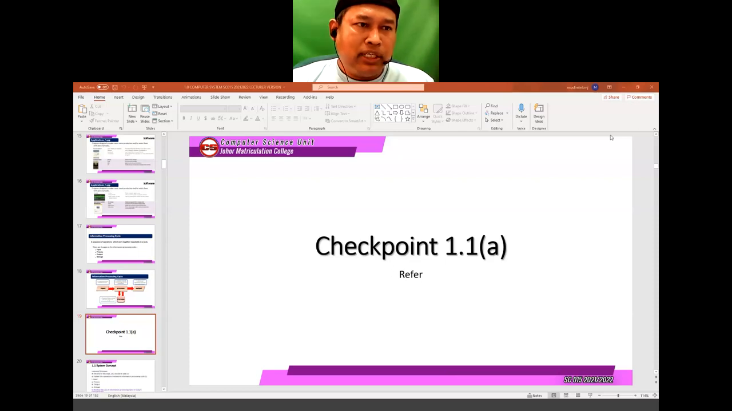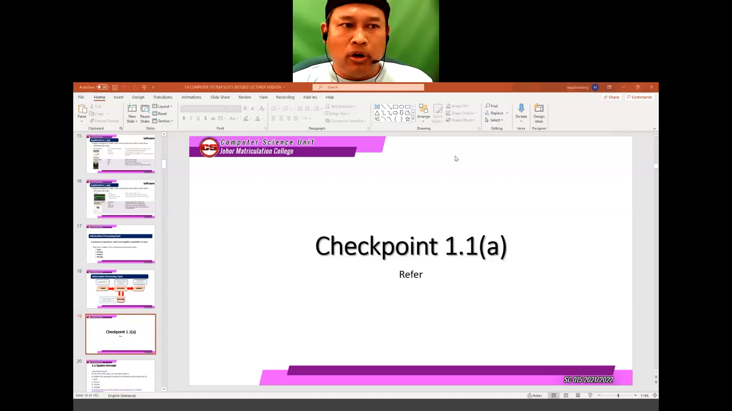Siapa boleh jawab soalan nombor satu? CPU sir. CPU salah. Components of computers. Hardware. Dia component software. Of computer ni ada berapa? Dua. Dua iaitu? Hardware. Yes, software and hardware. Ataupun hardware and software. This is the components of computers.